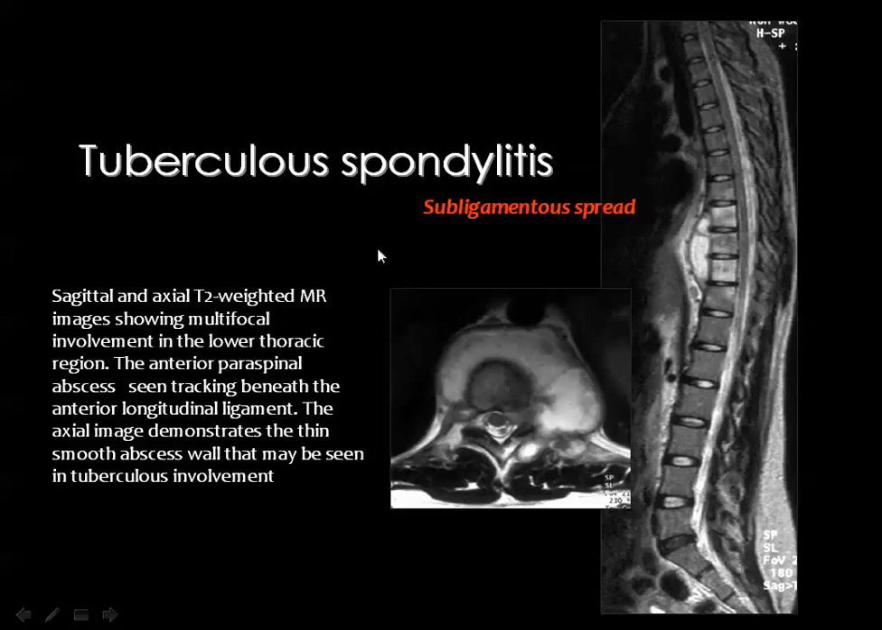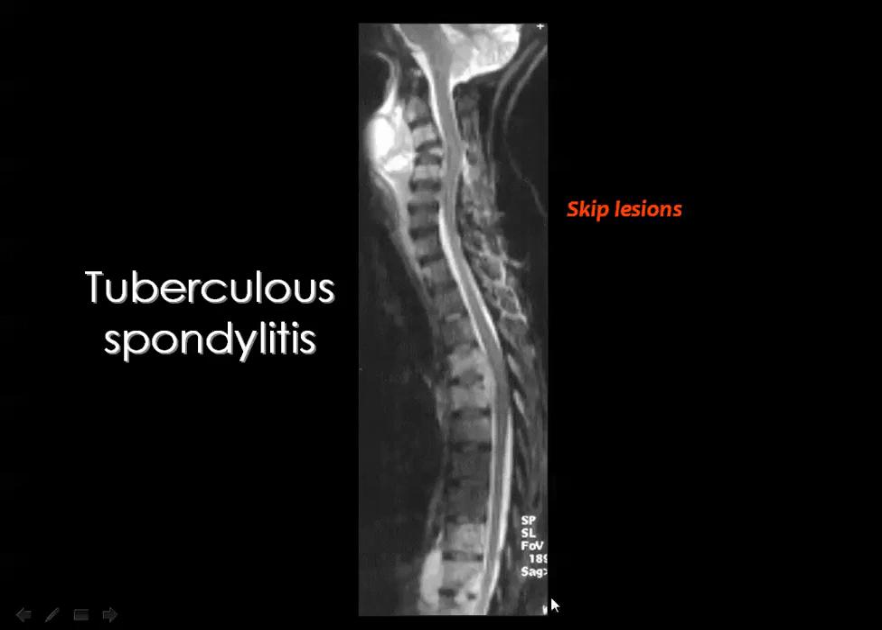And subligamentous spread is one of the well-known criteria of TB. Many times it can affect the anterior border of the vertebra, and sometimes it does not involve the intervening discs. Then whenever you see what is known as skip lesions, this is highly suggestive of tuberculous spondylitis. And by skip lesions, you can see multiple levels of inflammatory process along the spinal column.